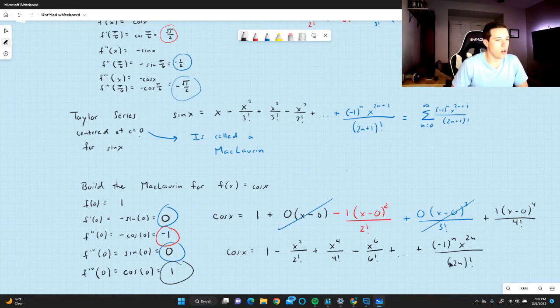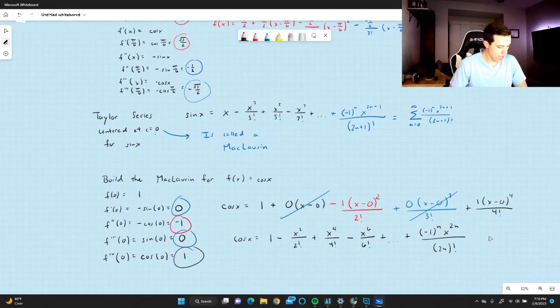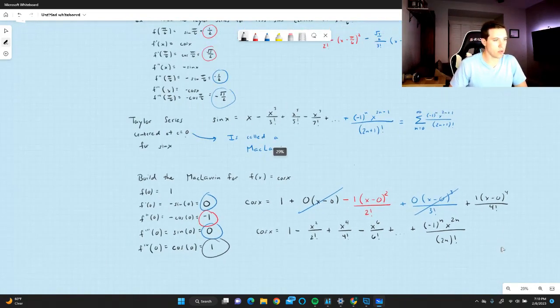So there's a third big MacLaurin, the cosine of x one. Okay, there is one more, which we'll get to. But before we get to it, I want to show you something pretty sweet now.